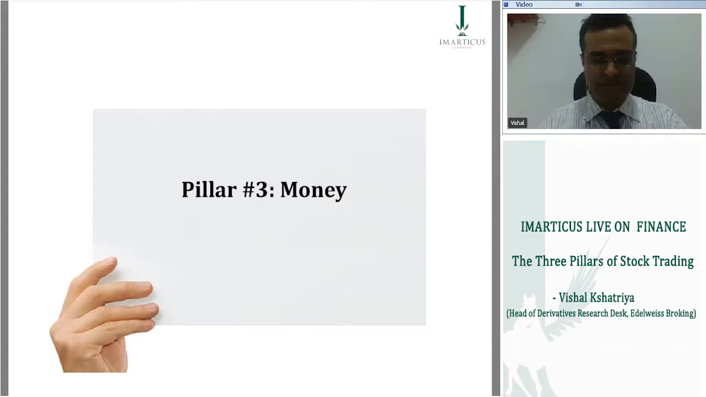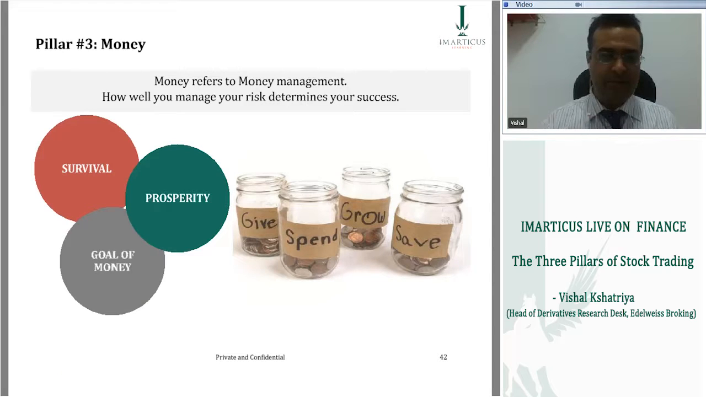Third pillar, which is the money. So let me tell you, there are two goals of money management. One is survival and second is prosperity. So, which is the first goal which I have said? Survival. The first goal of money management is survival. If you don't survive in the market for the long term, how will you make money in the long term?